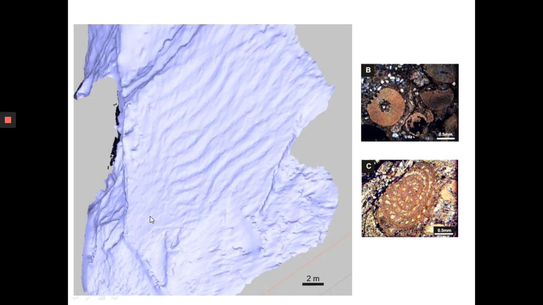Okay, so this is the same exposure again in the Kubang Pasu Formation in Perlis. We did a study on this surface with large ripples. And what we did is we took lots of pictures and made a 3D photogrammetry model on the computer, right? So we discarded all the colors here and just look at the surface. And that scale is 2 meters, which is the same exposure, remember?